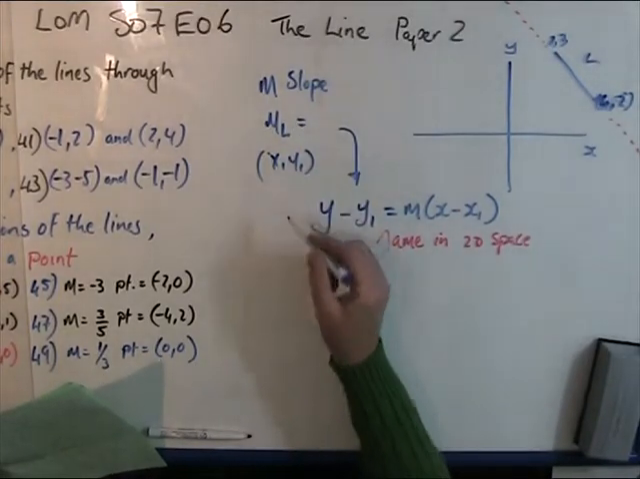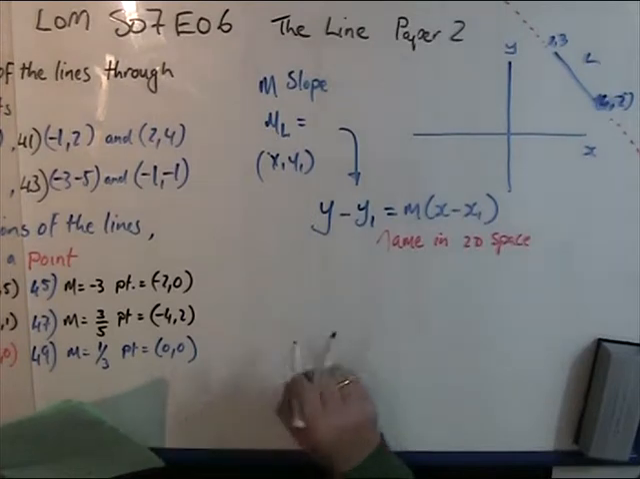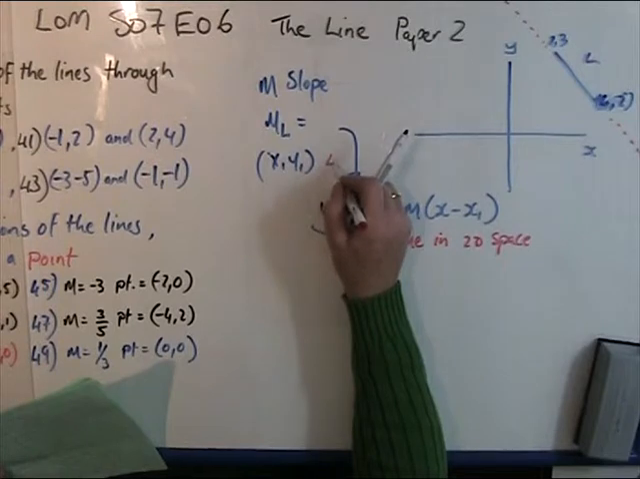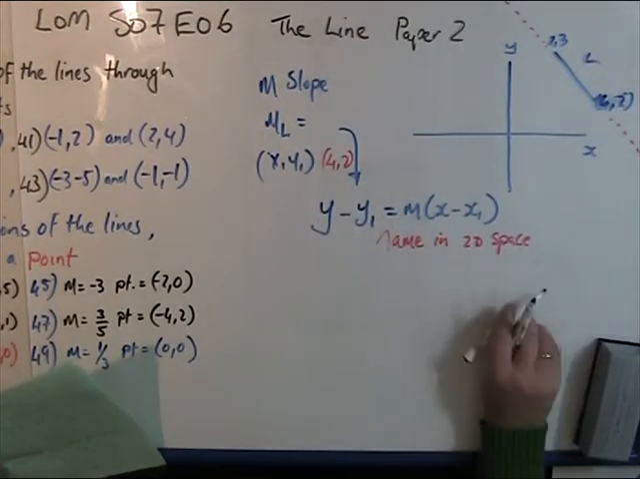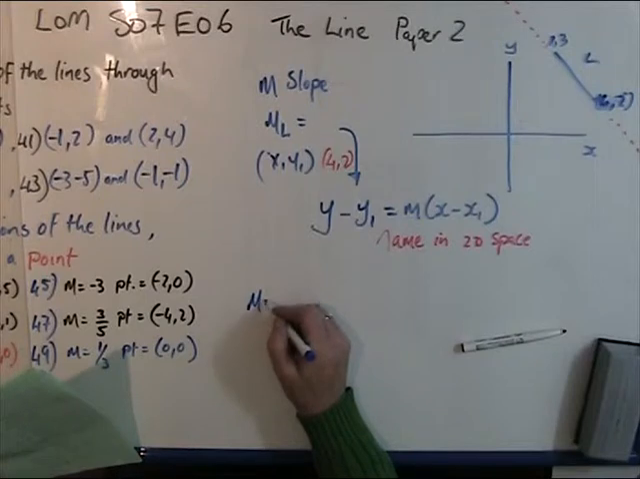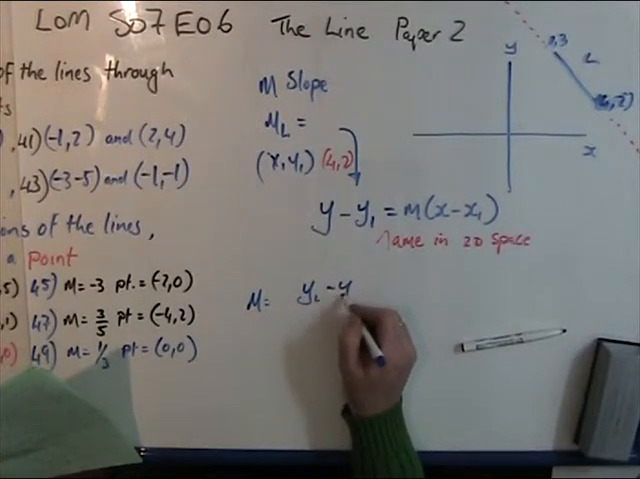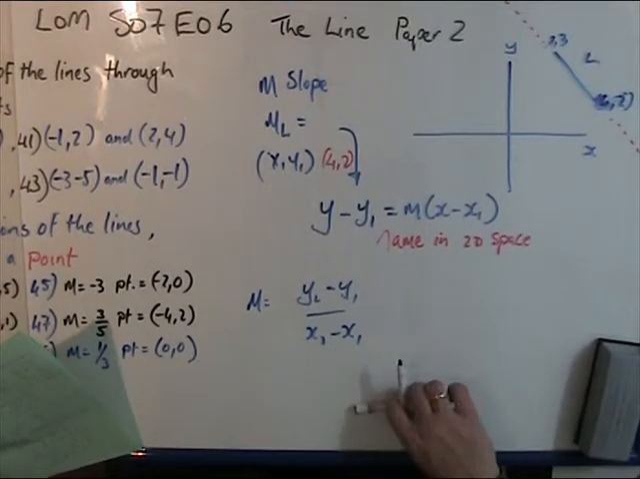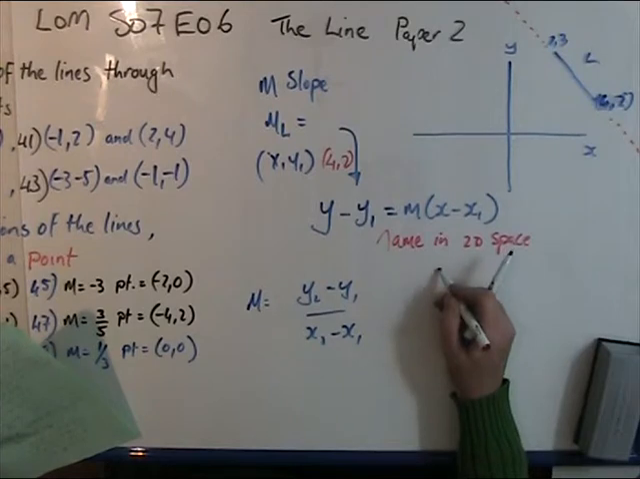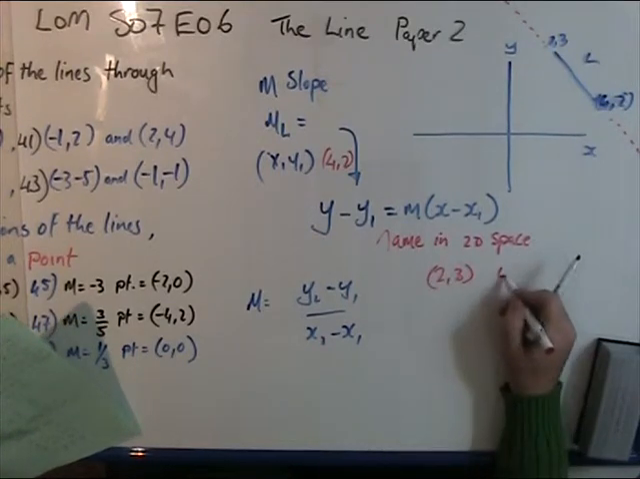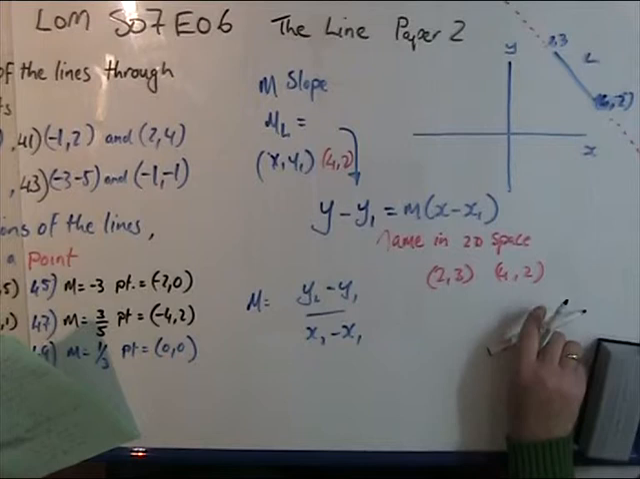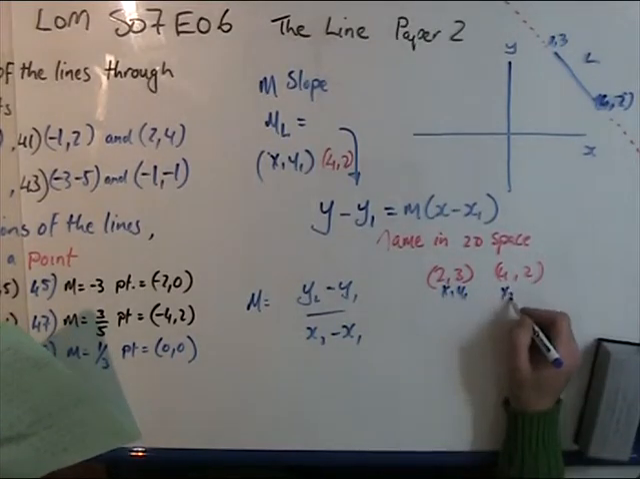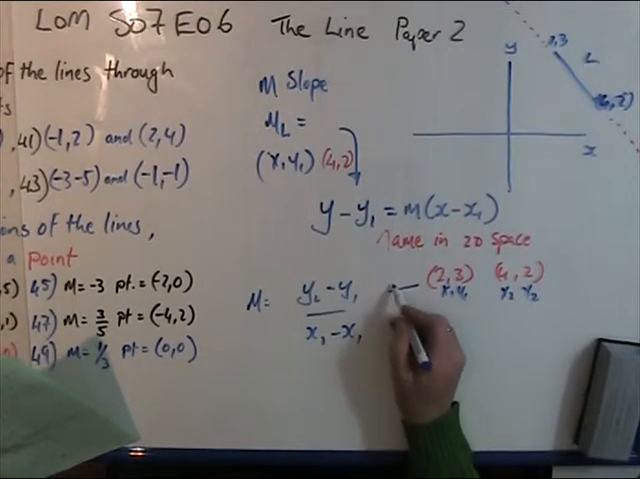But first of all, I don't have the slope. I have a set of points, and I can pick any of them. I'll just pick the 4, 2 in this case. For me to find the slope of that line, remember the formula is y2 minus y1 over x2 minus x1. When we have two sets of points on this line, 2, 3 and 4, 2, the first thing I do is label them x1, y1, x2, y2, and slot them into the equation.